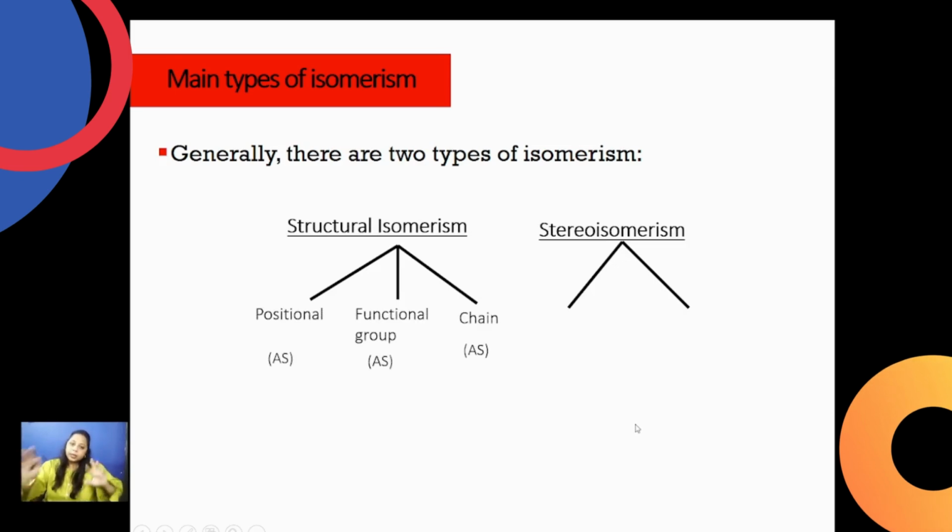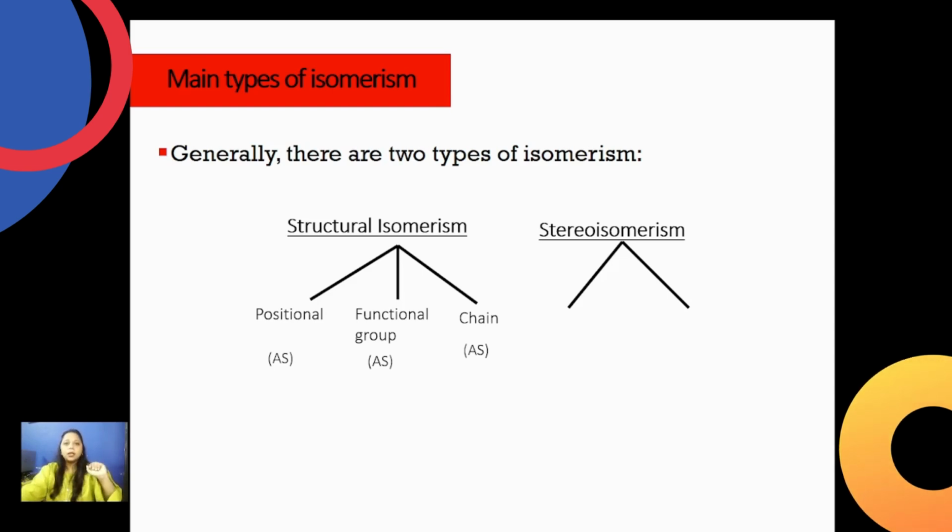There are 2 main types of isomerism. One is structural, the other is stereoisomerism. Structural is really easy, because you need to know the main chain and the position of the bonds. Where there is a double bond or triple bond, you might change the position. So they are quite easy. The only tough one is the functional group, and you can easily ace it when you learn the functional groups.